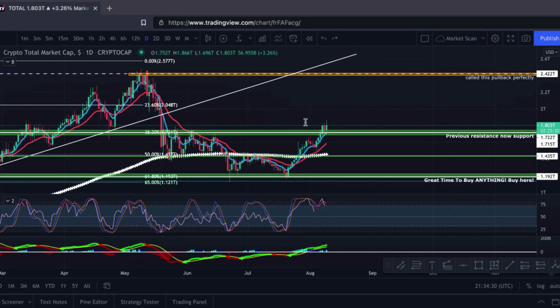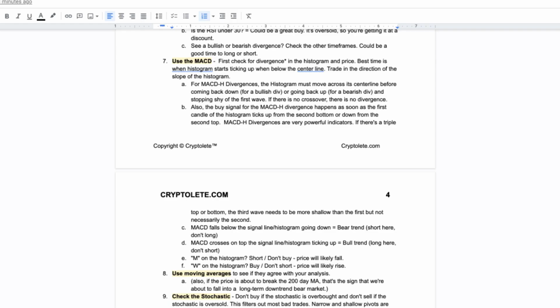Market scan. There you go. So first check for divergence in the histogram and price. Best time is when histograms start ticking up when below the center line. Trade in the direction of the slope of the histogram.